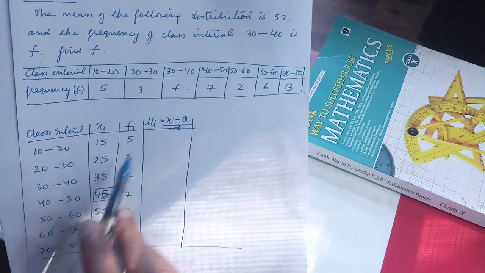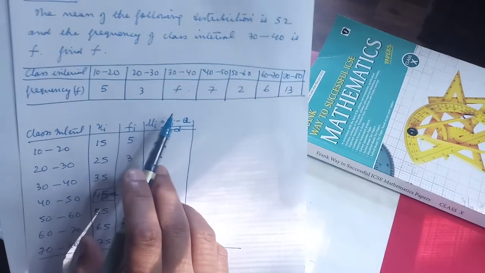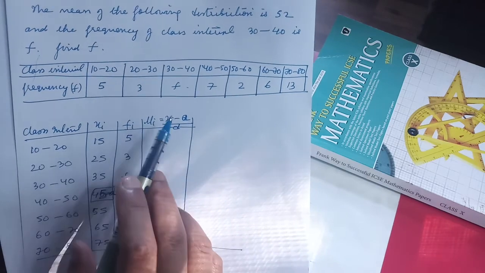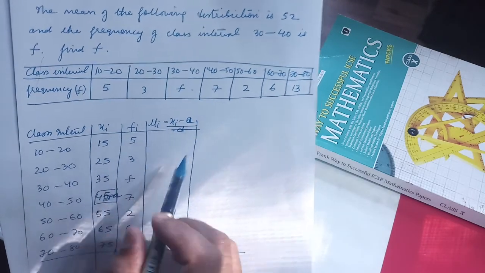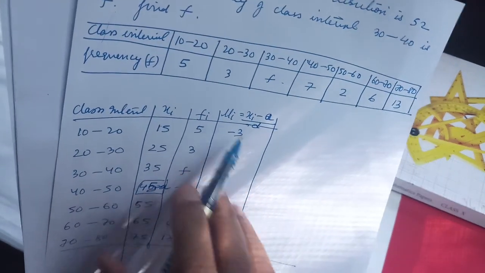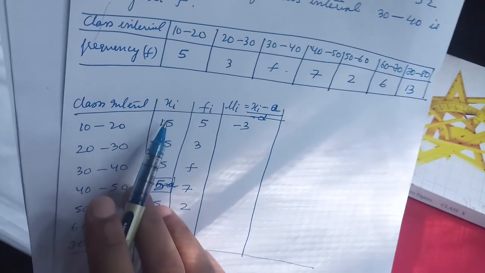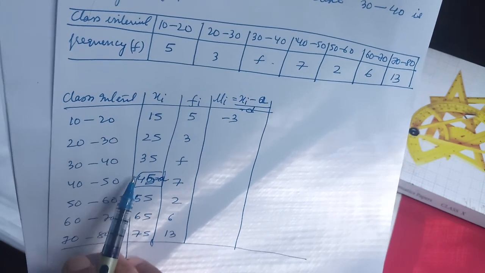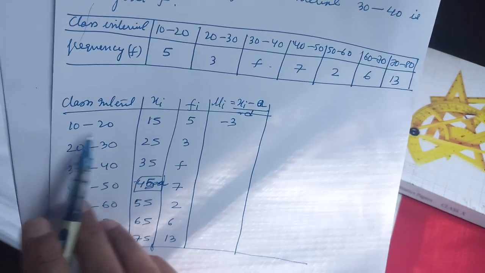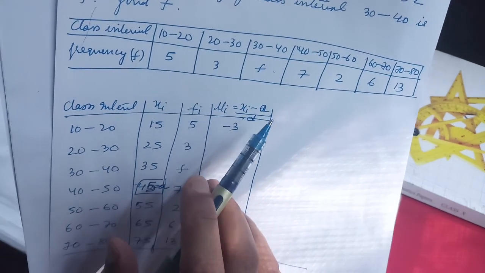15 minus 45 is minus 30. All right, it is minus 30. Then look at the class size, it is 10. So minus 30 by 10, the zeros cancel, you get minus 3. I have done this mentally. 15 minus 45 is minus 30, divided by 10. See the class size. So the zeros cancel, minus 3.